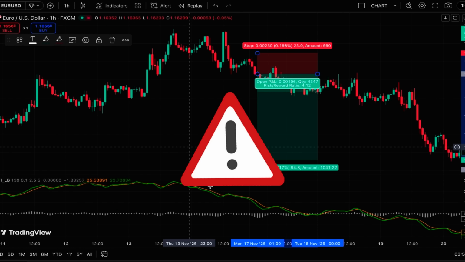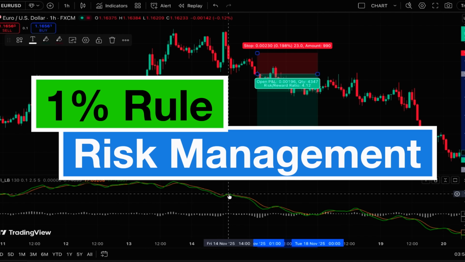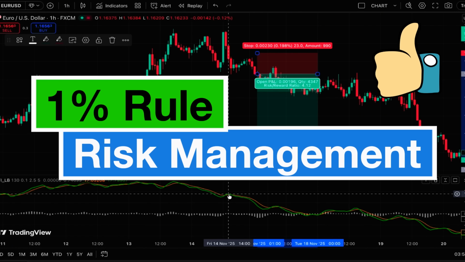Please pay attention that this indicator, this price action method, or any other trading strategy will never give you 100% guaranteed signals. Losing positions are always part of the game and you need to manage your risk properly. There is a risk management strategy called the 1% rule, and it is one of the best risk management strategies that you can use.